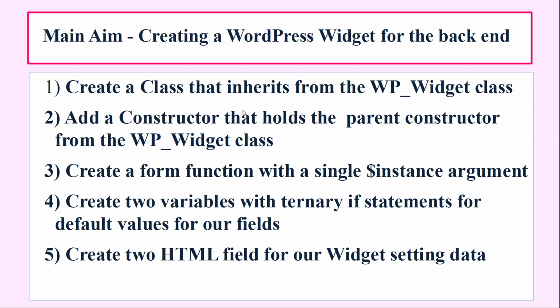The main aim for this video is to create the widget backend. To do that, we're going to be creating a new class, and this class is going to inherit from the WordPress Widget parent class. We're going to be using a constructor in that class, and we're going to be using the parent's constructor from the parent class. We're going to be making a number of instances arguments. We're going to be using the shortened if statements to make sure there are always default values for our fields, and we're going to be creating two HTML fields. So these are the tasks that we're going to be doing.